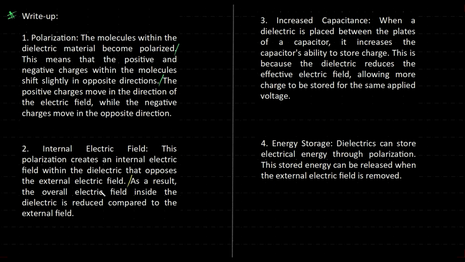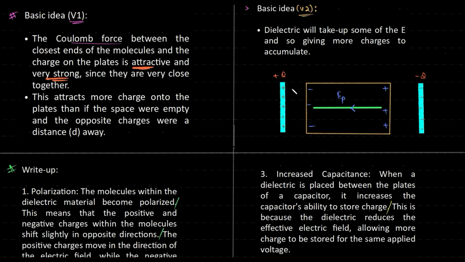So yes, as a result, the overall electrical field inside the dielectric reduces compared to that of the external field. Then increased capacitance. This is the result. When a dielectric is placed between the plates of a capacitor, it increases the capacitor's ability to store charges. We saw why. This is because the dielectric reduces the effective electrical field, allowing more charges to be stored for the same applied voltage. Right? Because traditionally the electrical field lines were in this manner.